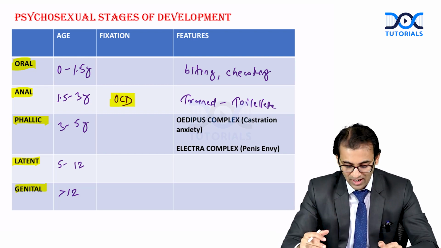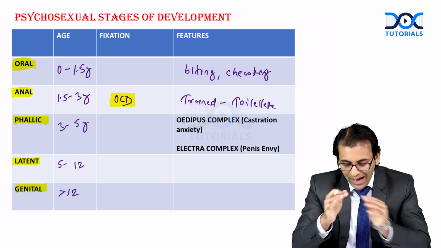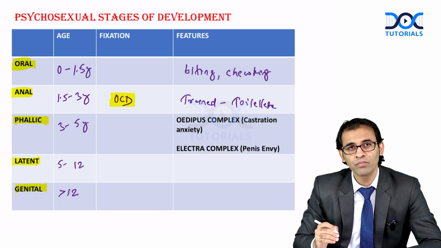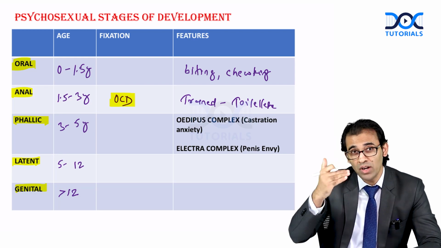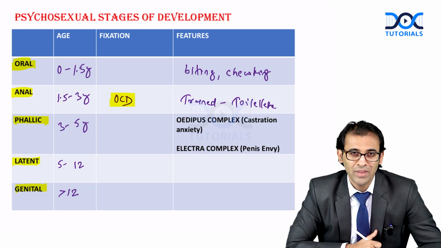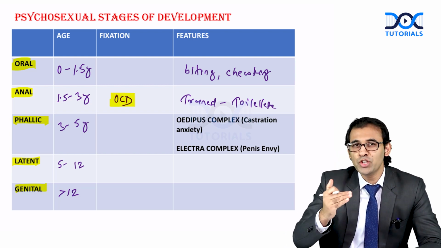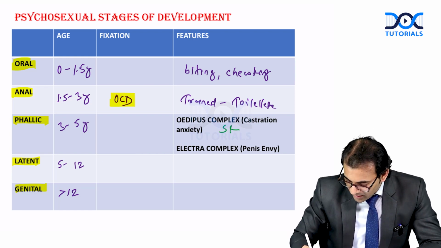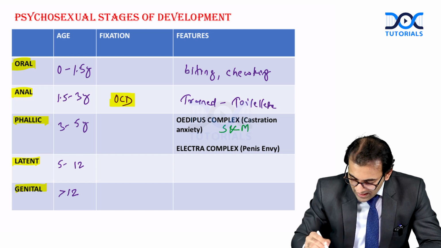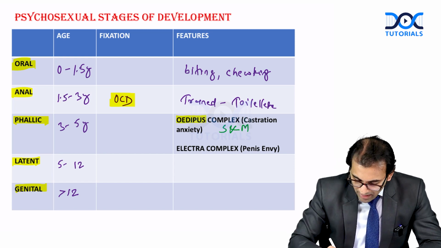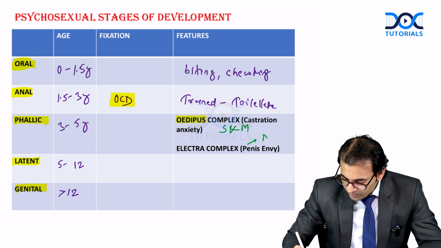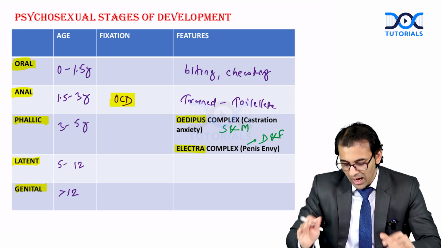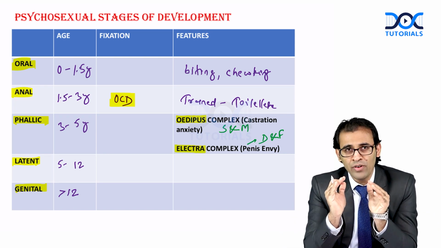In the same manner, we have to understand about phallic stage. Now, at the phallic stage, age duration of 3 to 5 years. During this stage, a boy child will sexually be attracted towards his mother. And a girl child will sexually be attracted towards her father. Remember, son and mother, this is called as Oedipus complex. In the same manner, daughter and father, this is called as Electra complex. Up to 5 years, this is fine.